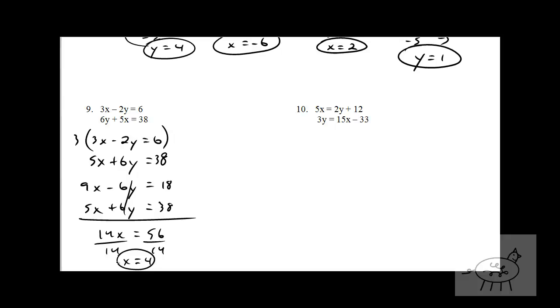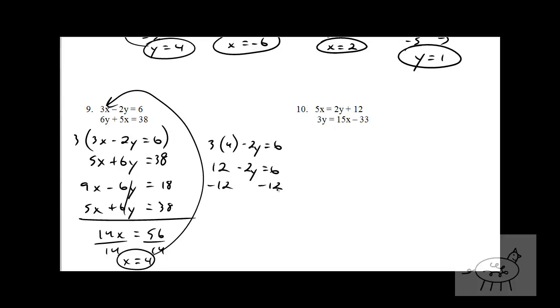Okay? And then I'm going to plug it into the smaller equation. I don't like that big 38 and big numbers. So anyway, I get 3 times 4 minus 2y is equal to 6. So 12 minus 2y equals 6. Subtract 12. Negative 2y equals negative 6. Divide by negative 2. Y equals 3. So x is 4, y is 3. Okay? Same thing, math fans.